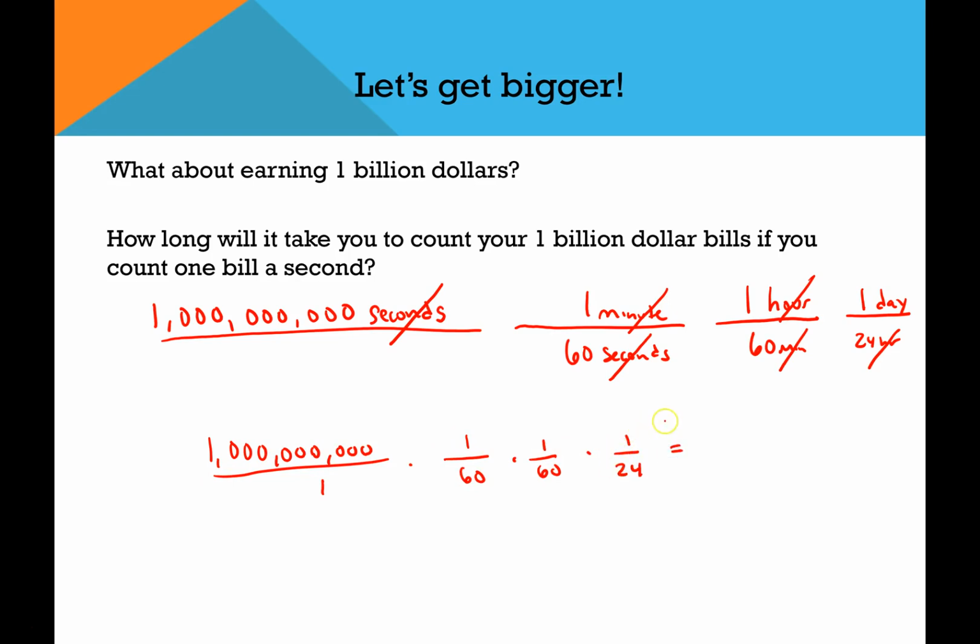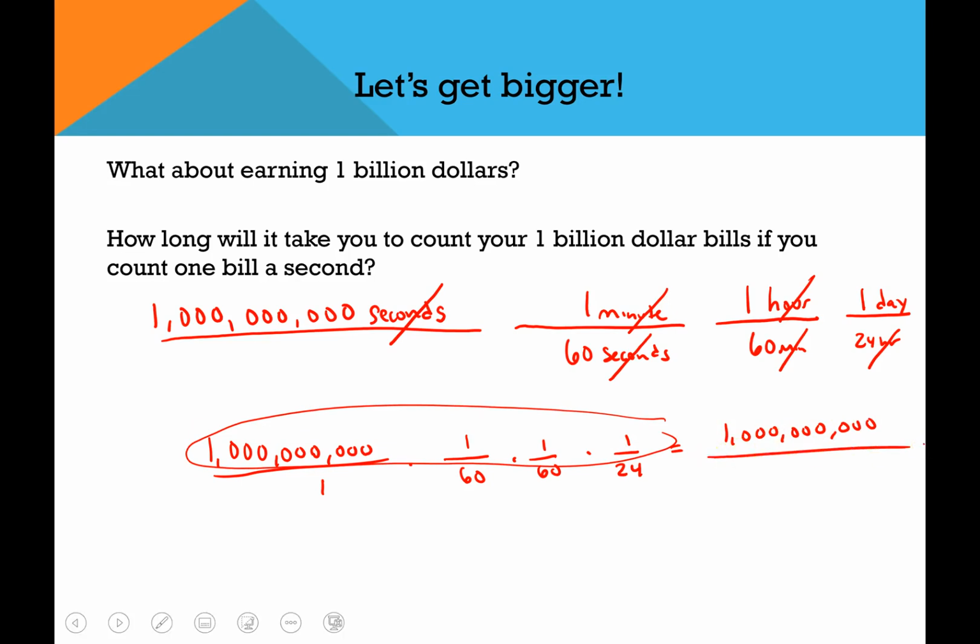When we multiply fractions, we just multiply straight across. So this is going to give me 1 billion. And then in the denominator, I have 60 times 60 times 24, which gives me 86,400. So now I'm going to do this math. And I get how many days? 11,574 days. That is how big $1 billion is.